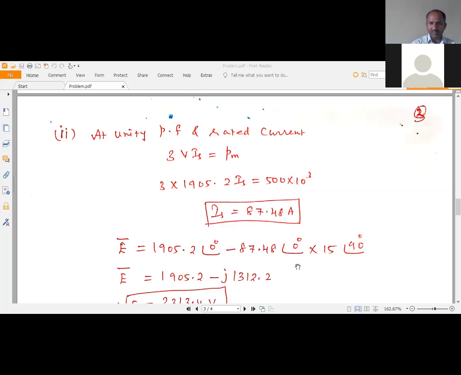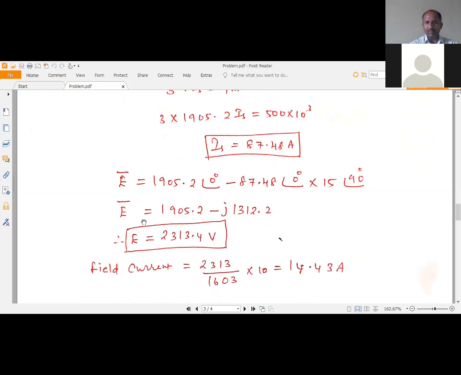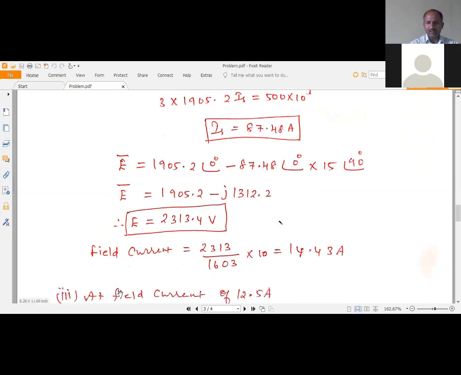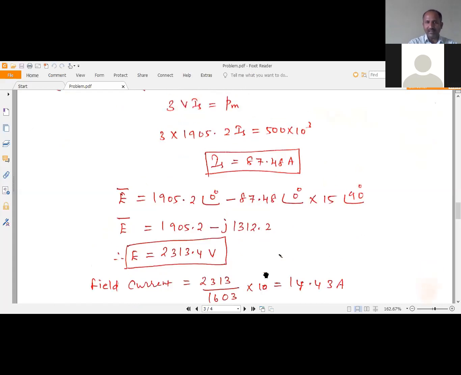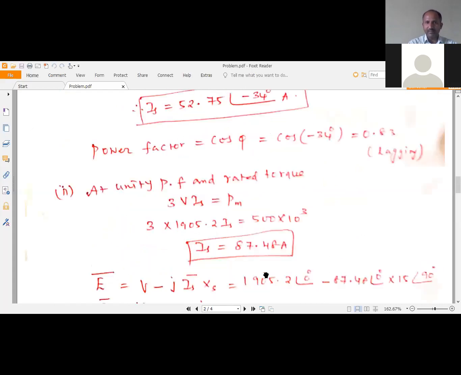So substituting that, you find the value of E bar as 1905.2 minus j 1312.2. You convert it into polar form, so we get the magnitude as 2313.4 volt. And in the second subdivision, find the value of field current. In the problem it is given that the rated field current is 10 ampere.